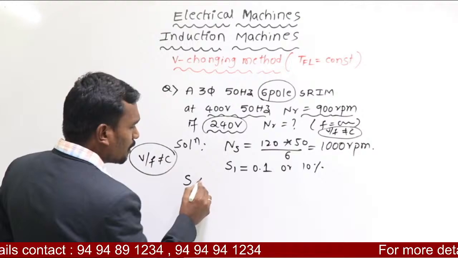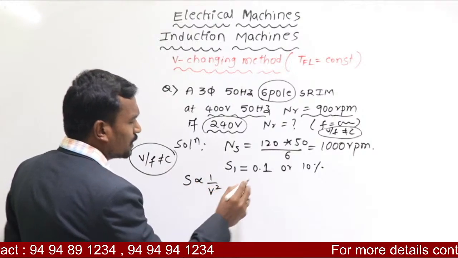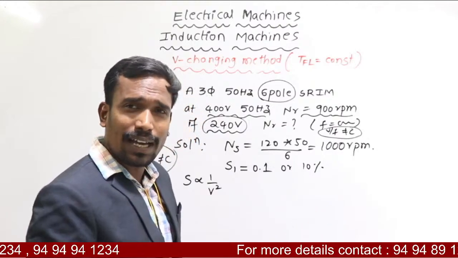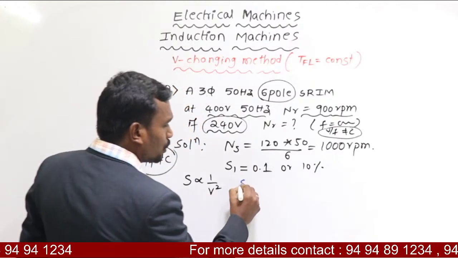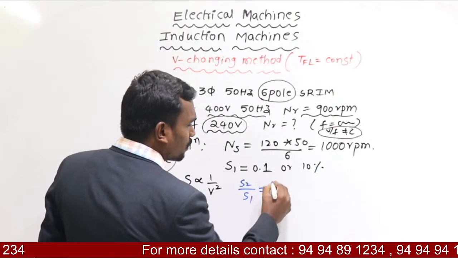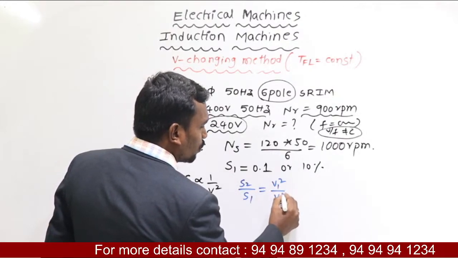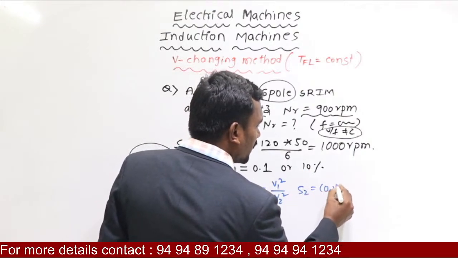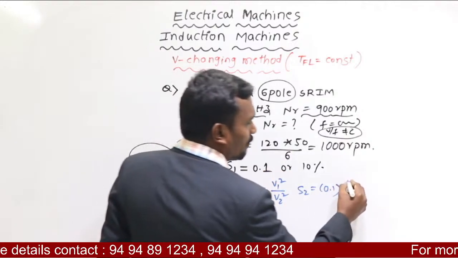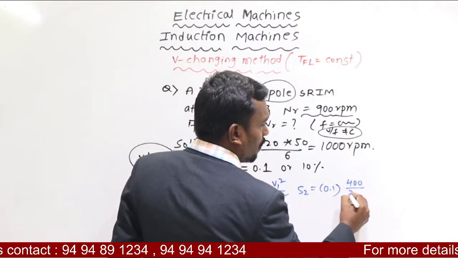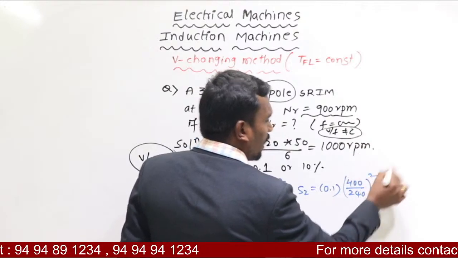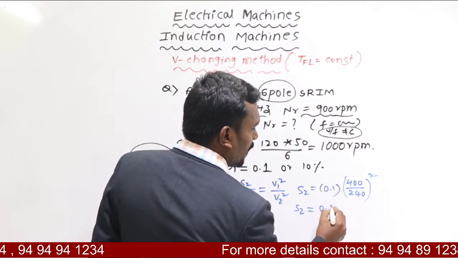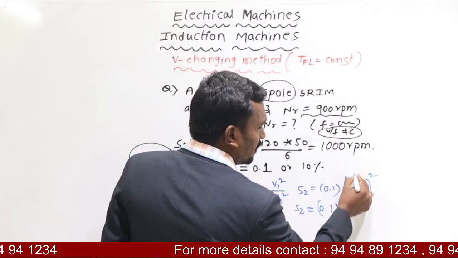That's why the slip is inversely proportional to V square. The slip is inversely proportional to V square. Then tell me, S2 upon S1 is equal to V1 square by V2 square. S2 is equal to S1 into V1 by V2 whole square, nothing but 400 upon 240 whole square. Nothing but S2 is equal to 0.1 into, what is that?